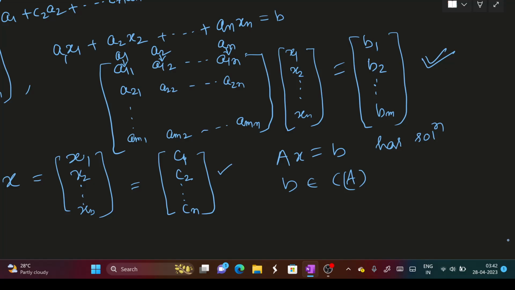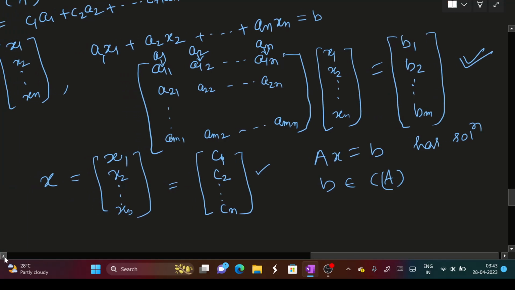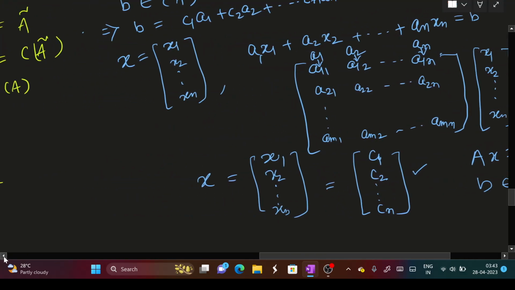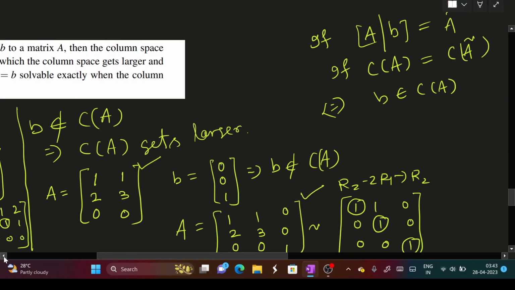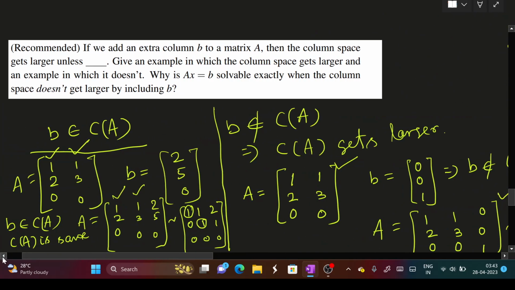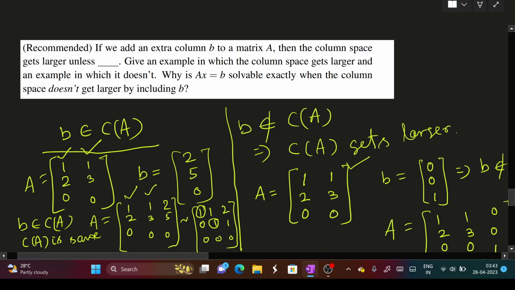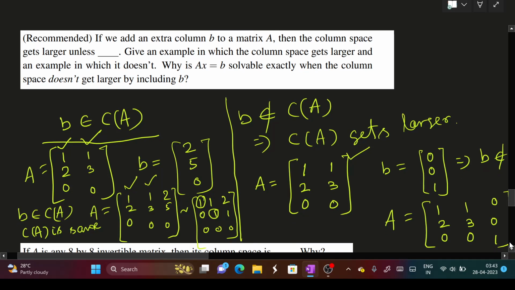Already we have verified that if B belongs to C of A, then C of A is not expanding when the new vector B is added. If it is not belonging, then it is giving the extension or larger C of A. Okay, so with this the question is answered. I hope you have understood. So whenever this column space does not get larger, that is whenever my B belongs to C of A, we have Ax is equal to B is solvable.